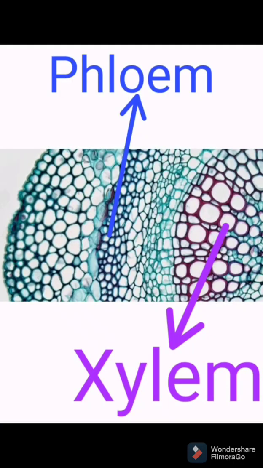So in this slide, you can view phloem and xylem tissue. Observe the slide carefully. So with this, plant tissue ends. We'll start animal tissue next.